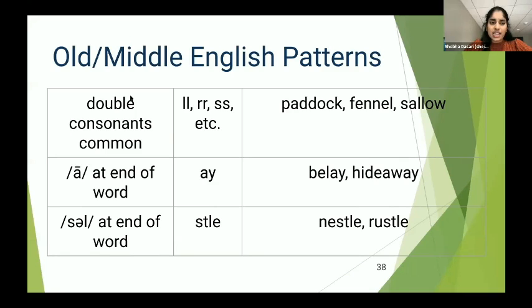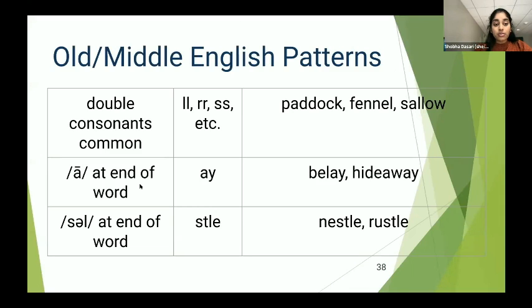Again, like with Italian, double consonants are very common for these types of words. So L's, R's, S's, or N's can also be common. Some examples here are paddock, with the double D, fennel, which has the two N's, and sallow, which has the two L's. So these double consonants are pretty common.